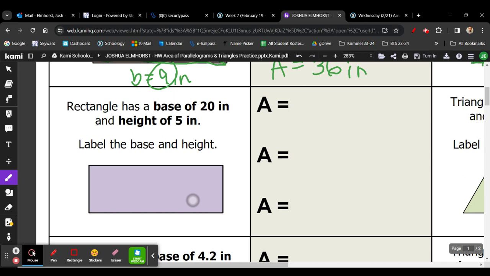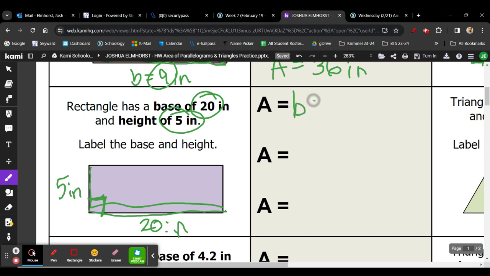So what's the base of the rectangle? 20 inches. What is the height of the rectangle? 5 inches. We can label those. Make sure that they are 90-degree right angles going straight up and down. And the new formula, area for 6th grade, is base times height for a rectangle. And that's going to be 20 times 5. 20 times 5, which would give us how many units? 100 inches squared.